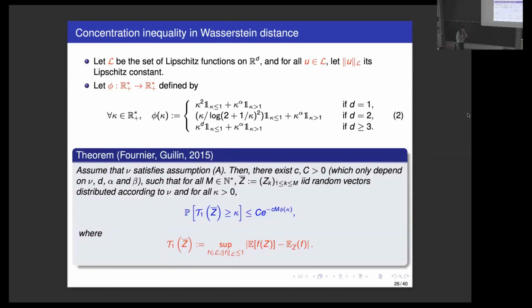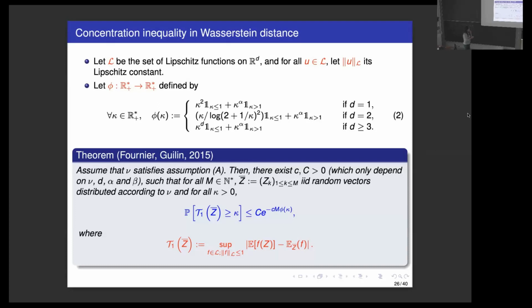So what are these concentration inequalities I've just told you about that we use in our analysis? They say the following thing. Let L be the set of Lipschitz functions on R^d. For any Lipschitz function U, the norm ||U||_L denotes the Lipschitz constant of U. Here, phi is some function defined over R+* to R+*, which has an explicit form that depends on the dimension d of the random vector. For now, bear with me: phi of k has an explicit expression, which is not very important for now.